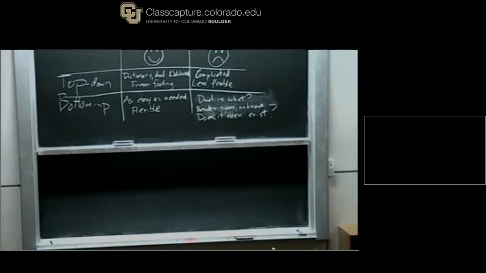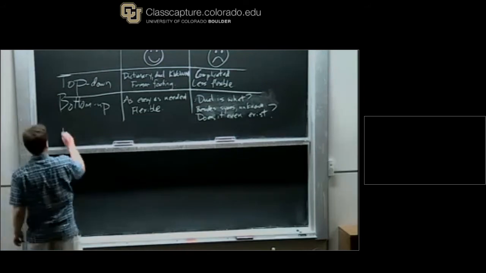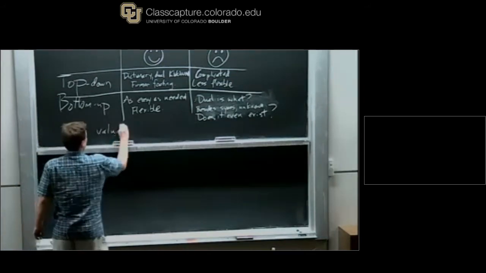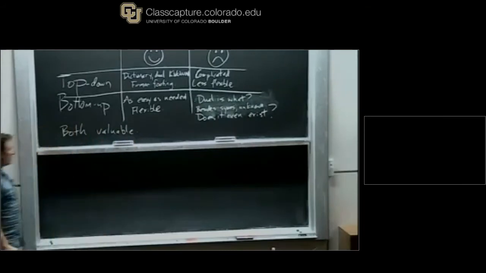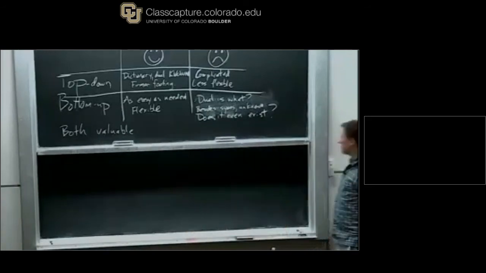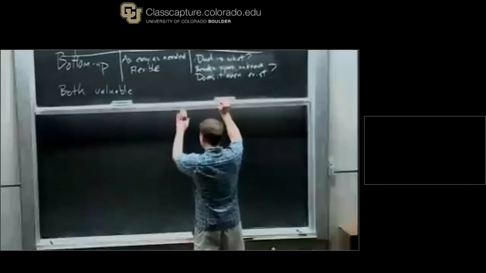So my ultimate feeling about this is that both are valuable, that bottom-up constructions are nice for getting exactly what you want and seeing if it's even possible in the gauge gravity duality. Top-down is useful for studying theories that we know and love and care about and knowing that it's on firmer footing. So I'll talk about both of these things.